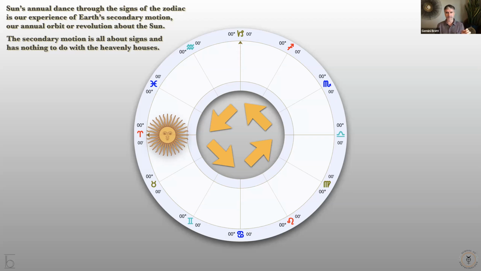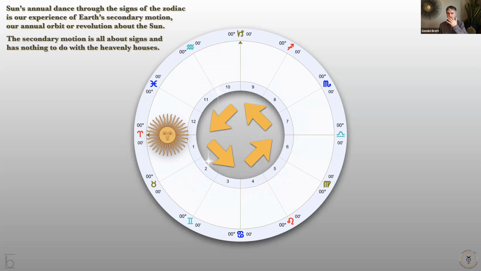The sun's annual dance through the signs of the zodiac is our experience of Earth's secondary motion, our annual orbit or revolution about the sun, the year. And that will be the focus of our exploration of signs in part 2 of this exploration of golden time. The secondary motion, Earth's second motion, our annual orbit, is all about signs and has nothing to do with the heavenly houses. Well, we want to talk about house time now.